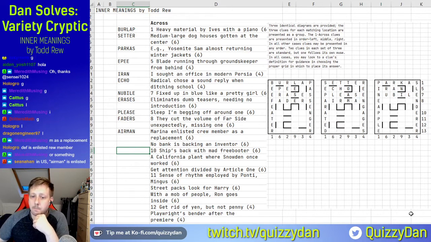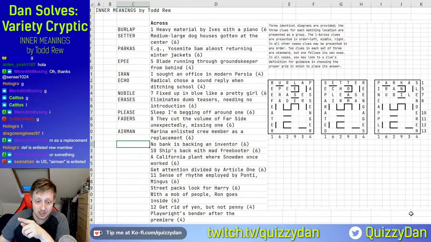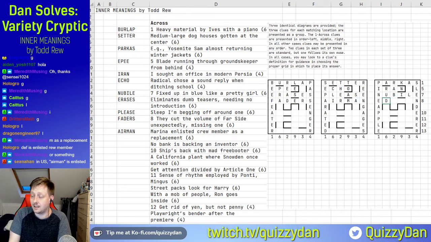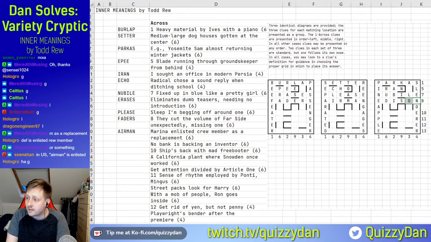No bank is backing an investor. So, sorry, an inventor. An inventor has to be the definition. Name a famous inventor beginning with D, ending in N, and having 6 letters is probably Edison. No is there, and a bank is a side. There we go. No bank is backing. It's all going backwards for an inventor. Edison. Ding, ding. There we are.